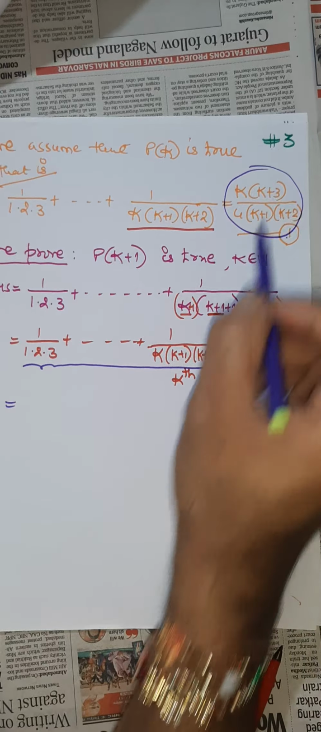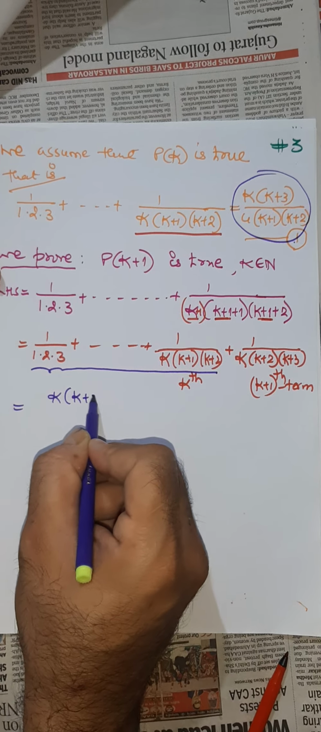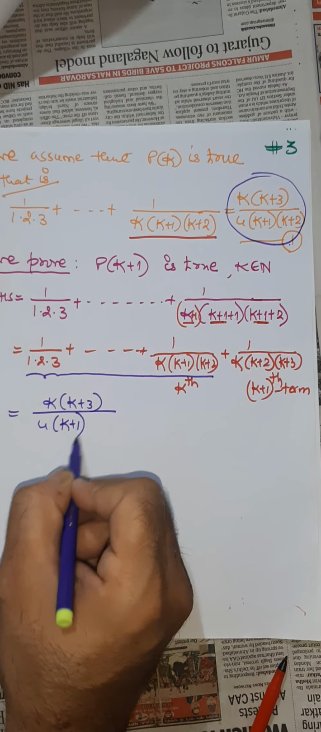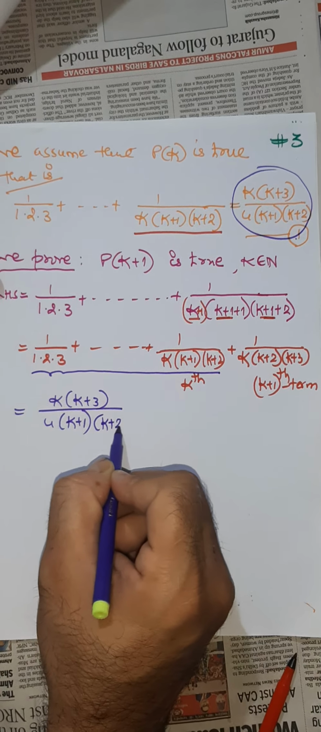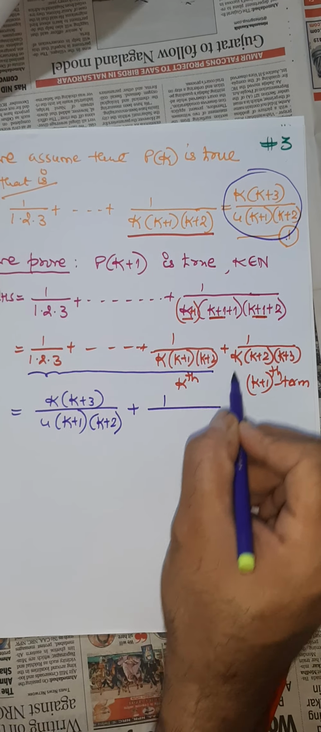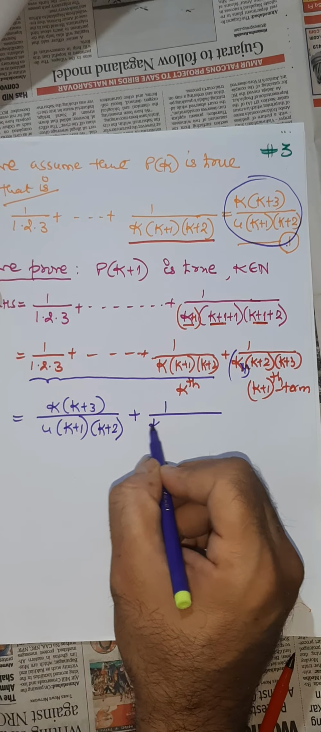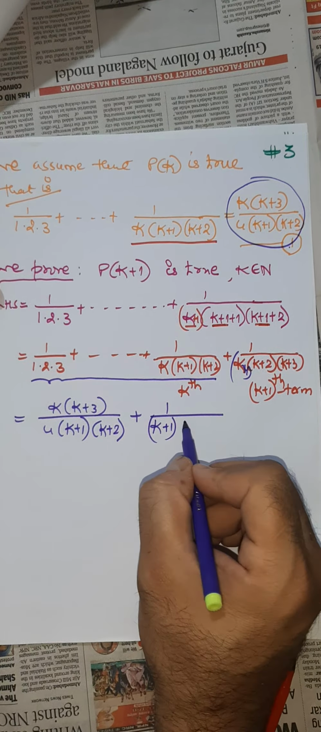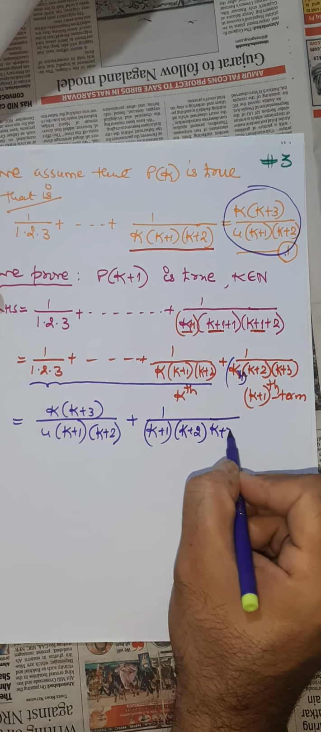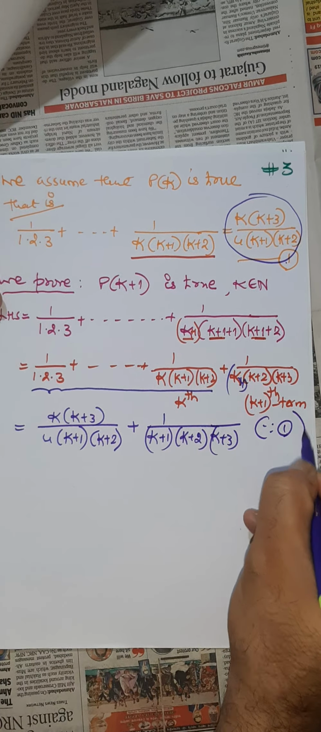This much. So it is k into k plus 3 upon 4 into k plus 1 into k plus 2, here, plus this one as it is, 1 upon, here it should be k plus 1, remember this was my mistake. So k plus 1 into k plus 2 into k plus 3. From where we could write this? By 1. So I'll write by 1.